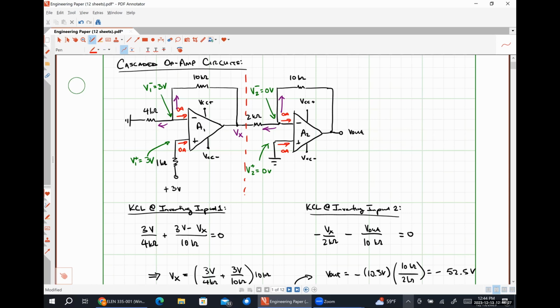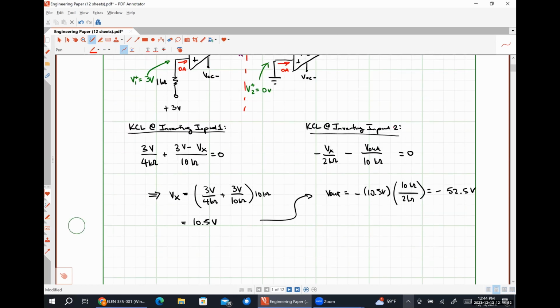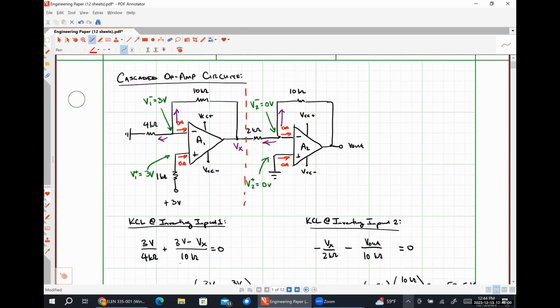How do we find the output voltage of a non-inverting op amp? The input voltage times 1 plus the feedback resistor over this resistor. What's 3 volts times 1 plus 10 over 4? 10.5 volts, which is exactly the voltage that we got at the output terminal of that stage, right? Now, let's say that everything to the left of this dashed red line looks like a voltage source.